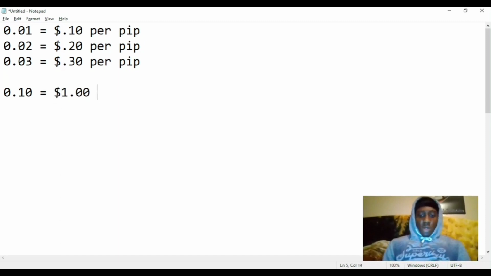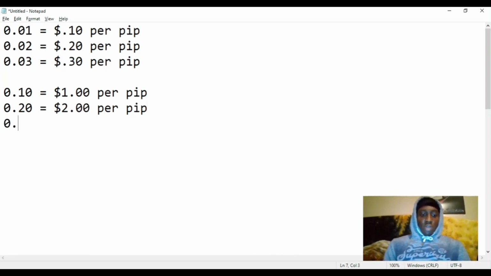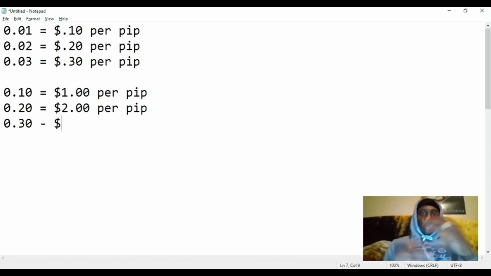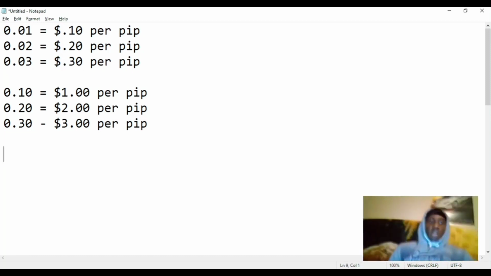Same thing with 0.20. You would be using $2 per pip. Same thing with a 0.30. You would be using $3 per pip. So every time it moves up or down one pip, that would be $3, right? Depending on the lot size, if I use a 0.30 lot size, right? So now I'm going to give you a better example.